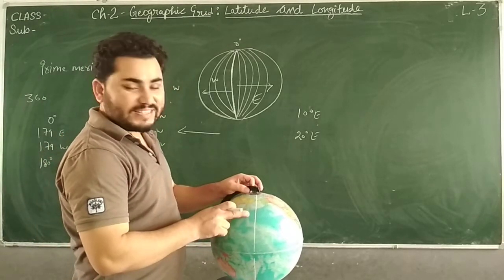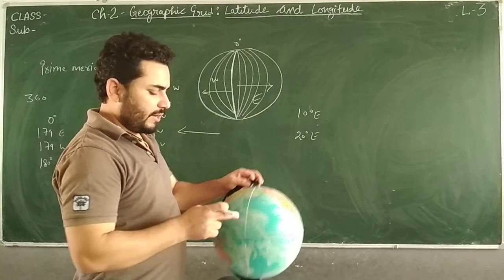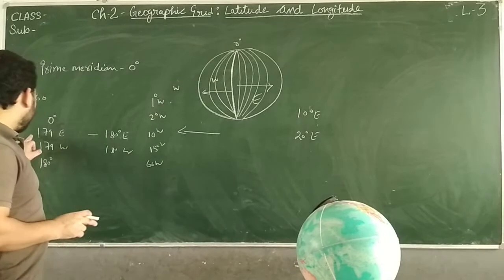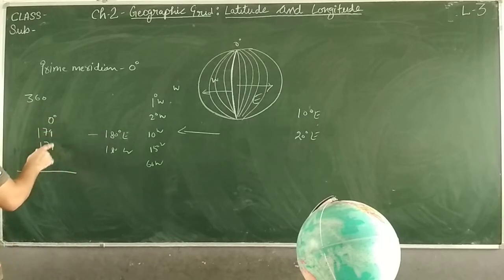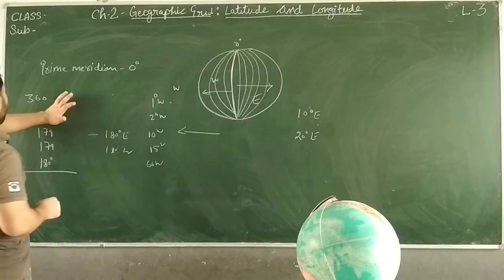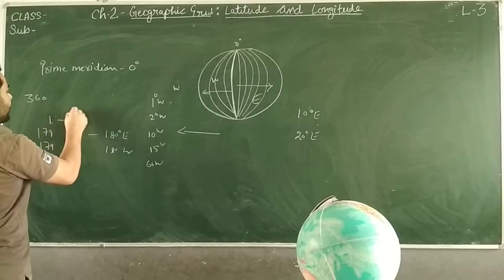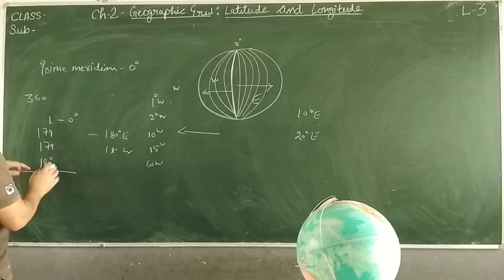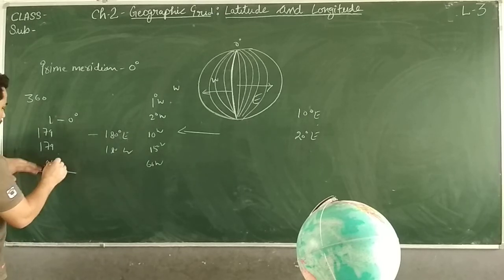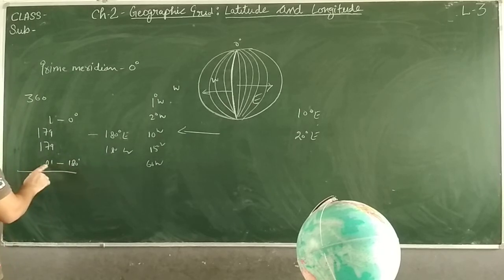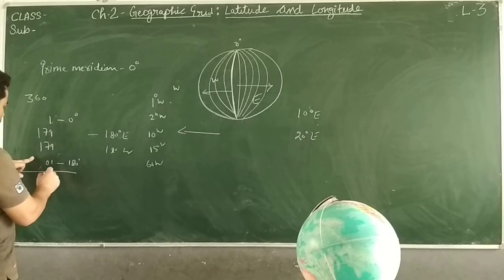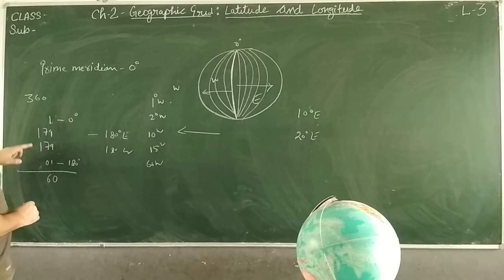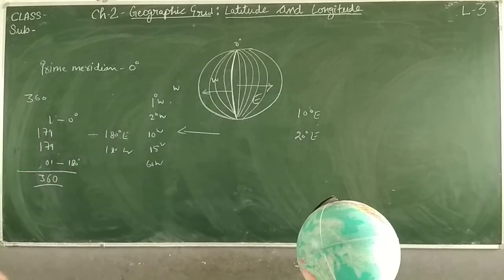So we count 179 plus 179, so 179 lines on each side, and one line of 0 degree and one line of 180 degree. So total how many? Adding them up, the total is 360 lines. Clear?